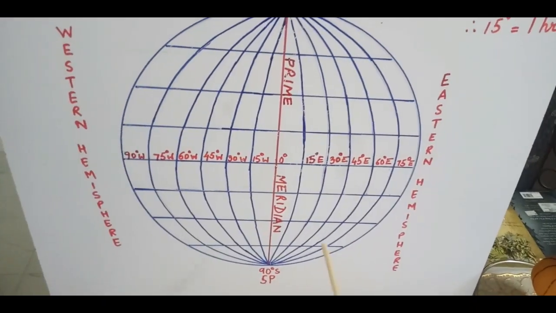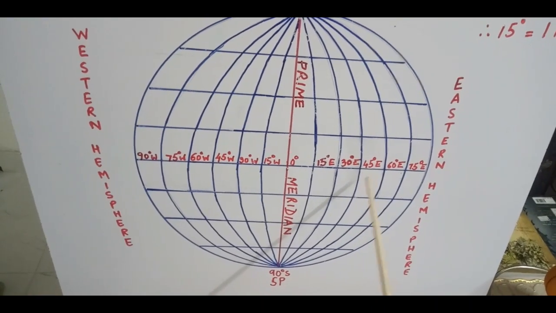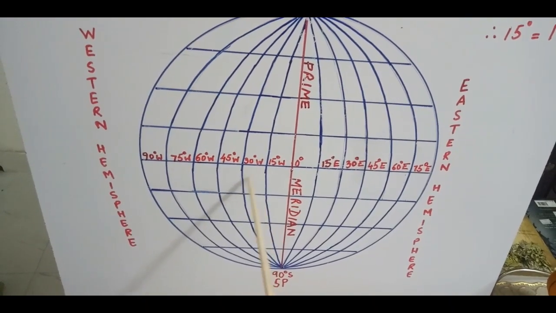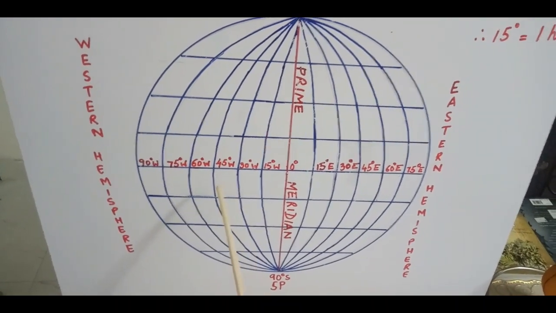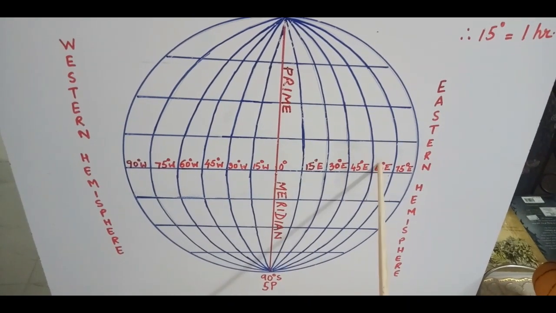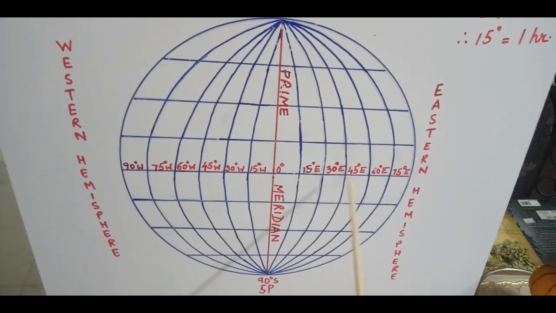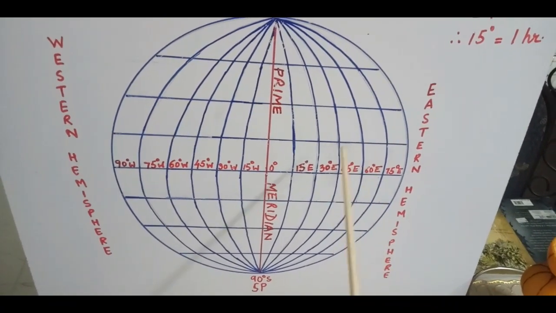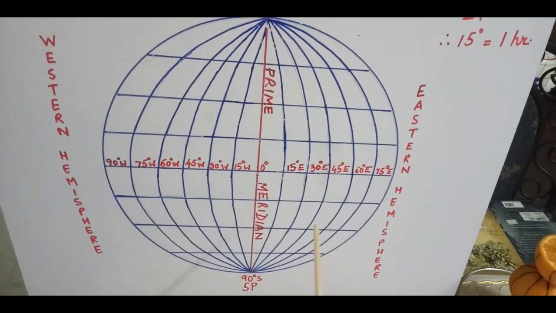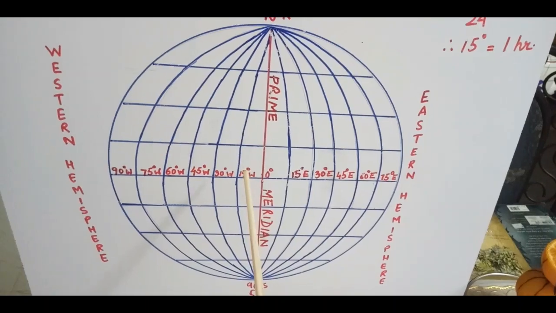Now, when we come closer, I have written 15 degrees east, 30 degrees east, 45 degrees east, 15 degrees west, 30 degrees west, and 45 degrees west. Since the prime meridian divides the earth into eastern and western hemispheres, the suffixes of the degrees are also written likewise. Like we have 23.5 degrees north, 23.5 degrees south, we have 15 degrees east, 15 degrees west.